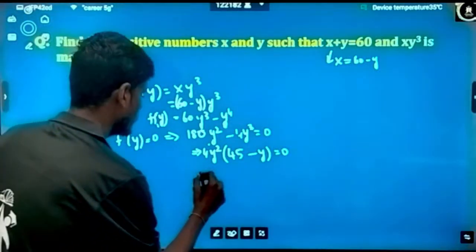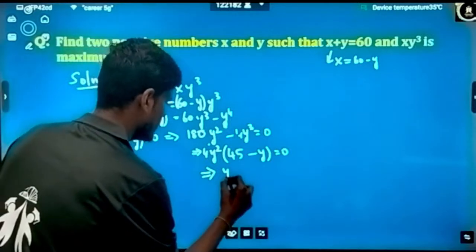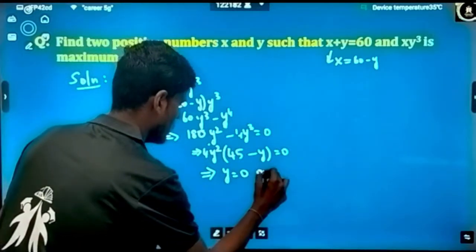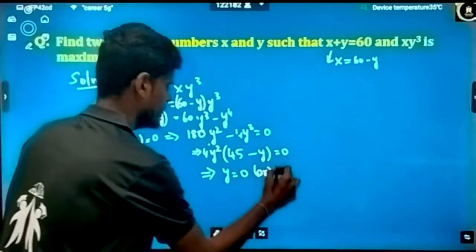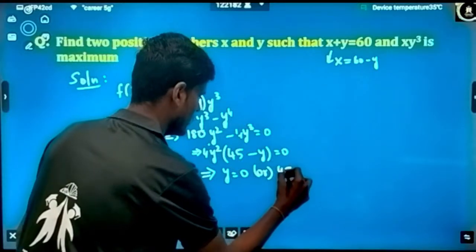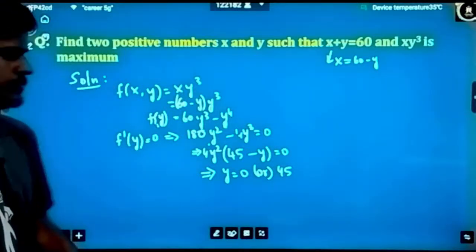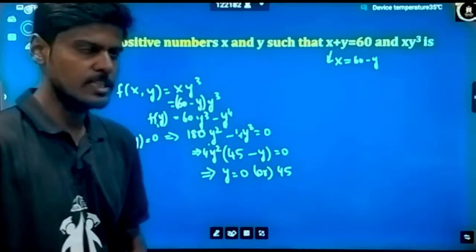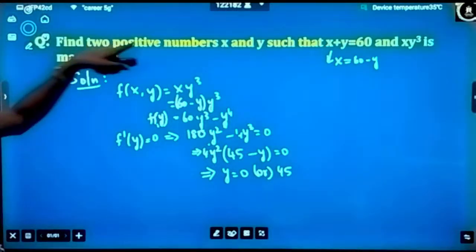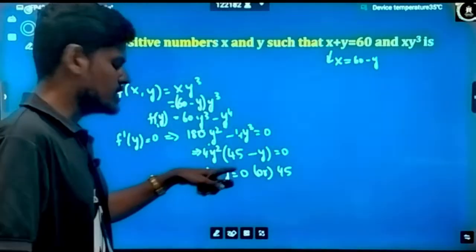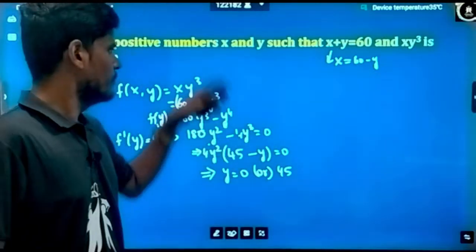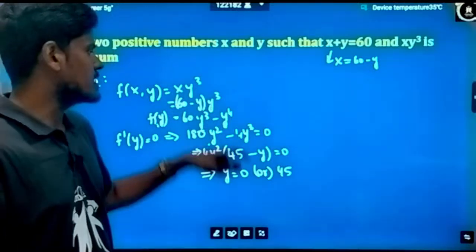Now what is the value of y from this? Which means y is equal to 0 or y is equal to 45. Now obviously when we observe from this, y cannot be 0. Why is that? We have two positive numbers. Is 0 a positive number or not? No. That means it does not satisfy the condition.